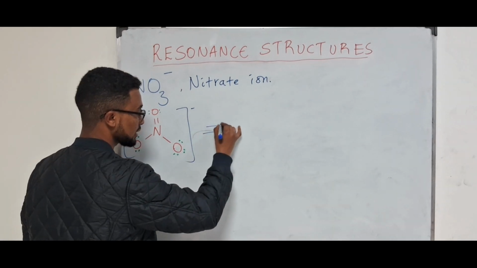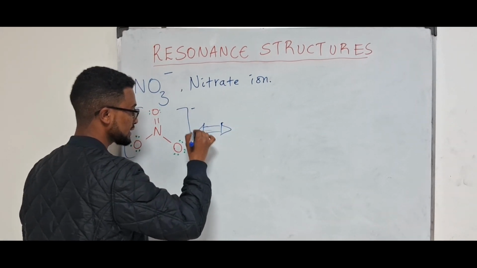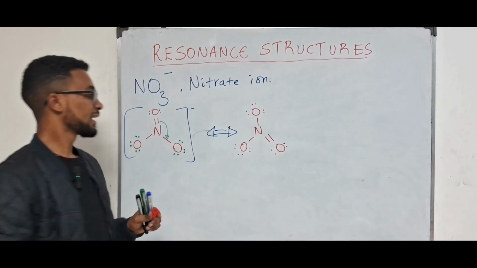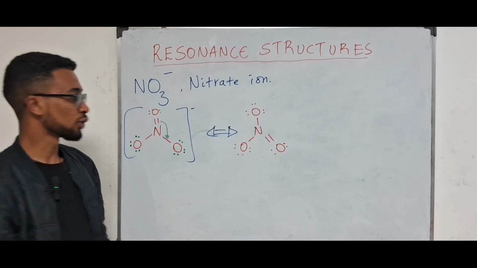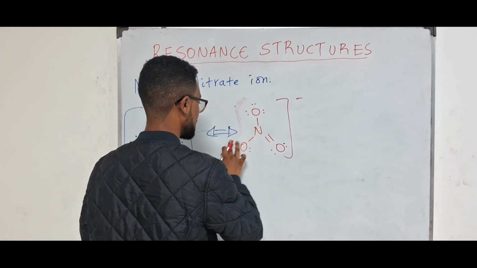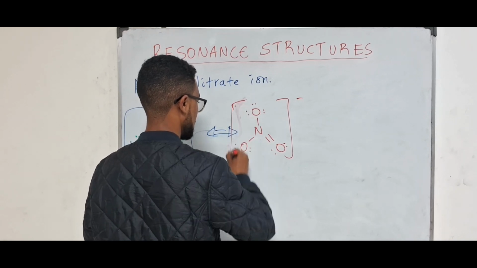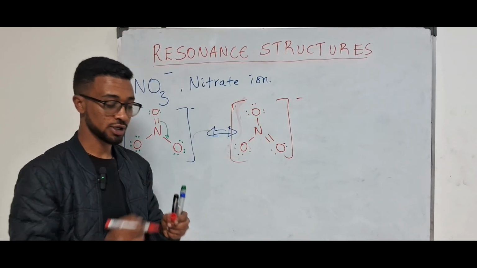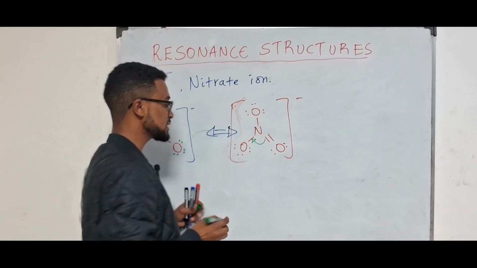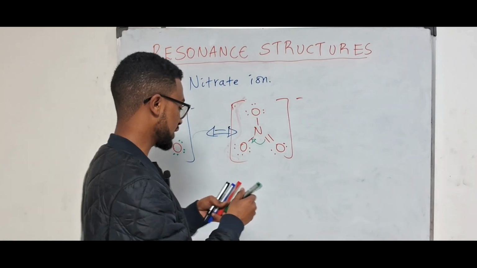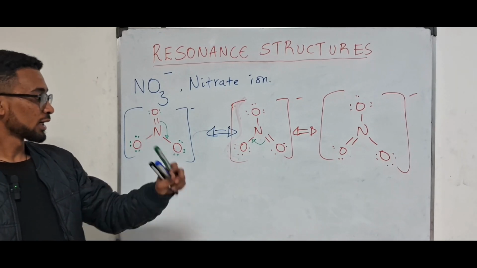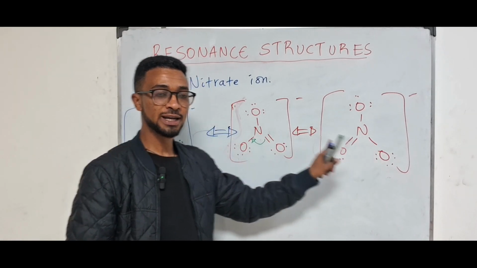Okay, this can also be written with the double bond in this position. So let's write it again. Now this is the second plausible Lewis structure for the nitrate ion. Of course, we have our negative charge. And then the double bond can also be formed with this oxygen. So let's look at another structure as well. This is the third resonance structure for the nitrate ion.